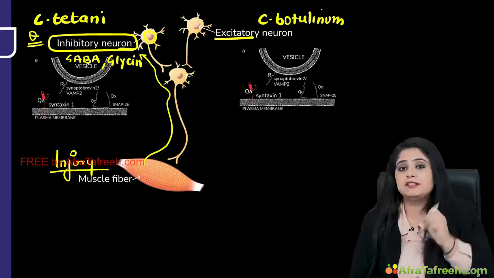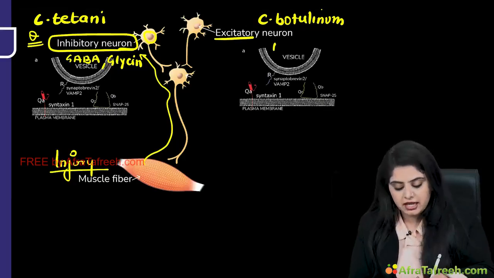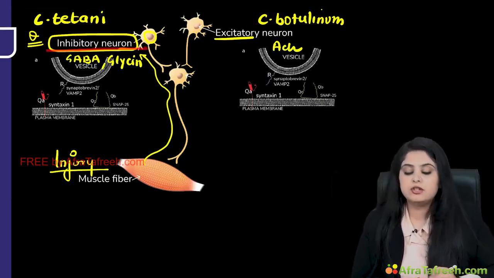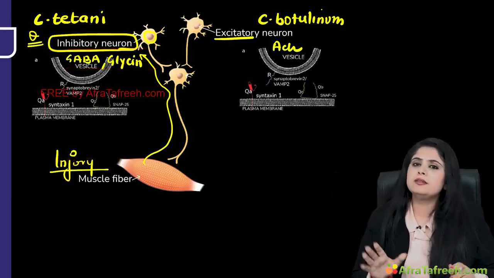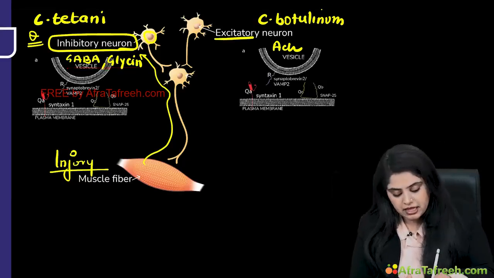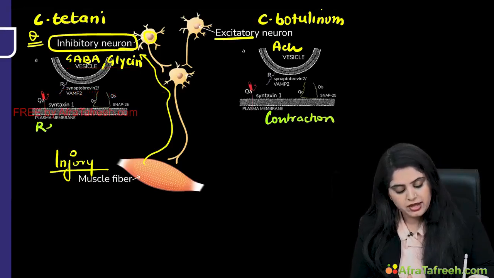You will say, ma'am, it will excite. It will make the muscle contract. How? Because it releases acetylcholine. What does an inhibitory neuron release? The inhibitory neuron will make the muscle relax, so it is going to release GABA and glycine. So simple: from here there will be contraction and from here there will be relaxation. That is how I explain this single diagram for 2-3 diseases.